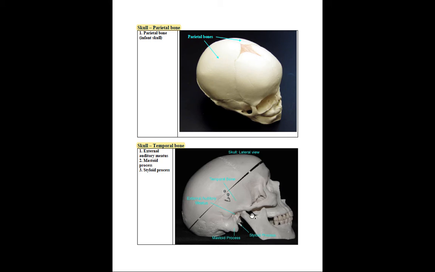The temporal bone is the next bone. So the temporal bone is going to be this bone here. And again, it's hard to see here, but the squamous suture outlines the temporal bone and shows where it fuses to the parietal bones. So for the temporal bone, features that you need to know: external auditory meatus here, pretty obvious. Mastoid process. And the styloid process that looks like a stylus here.